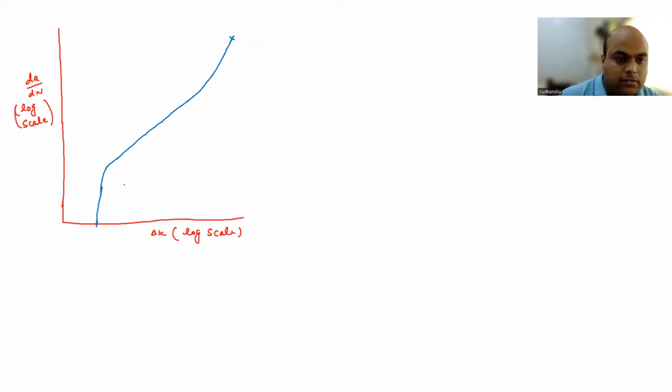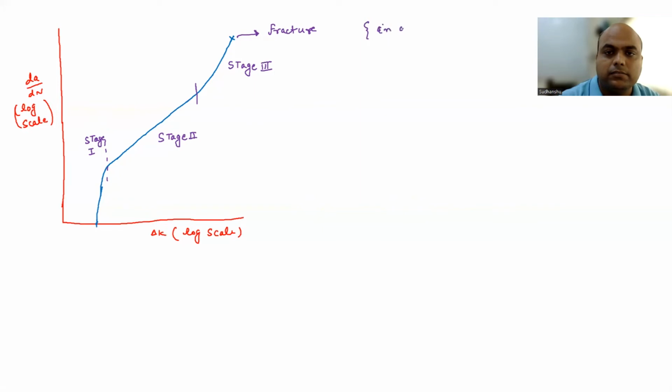So here, up to say this point, you are in stage 1. Okay. Then up to this point where you see a straight line, this is stage 2. And here you have stage 3. And at this point, fracture. Okay, and this is what we typically see in alloy systems.